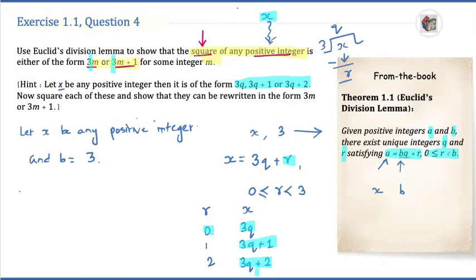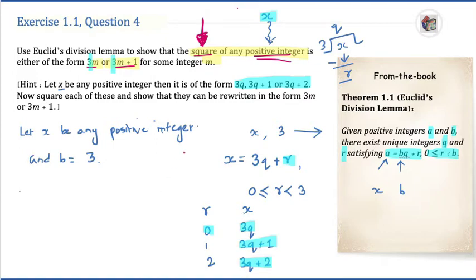But remember, my question is not just about any positive integer, it is about the square of any positive integer. So now that I know something about x, I have to square it. So I will continue the solution from here.